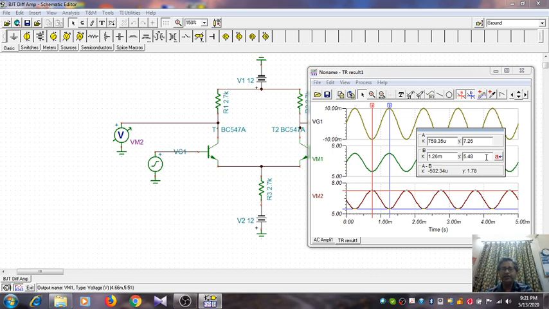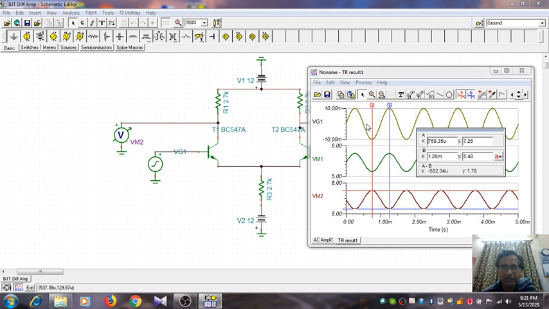Now another thing, if you have noticed, is that this AC signal is available at the base of the transistor T1, and there is a clearly 180 degree phase shift between the base signal and the collector signal. So this is available at the base of the transistor T1, and VM2, this is available as the bottommost curve.